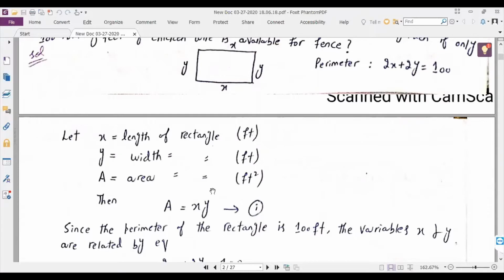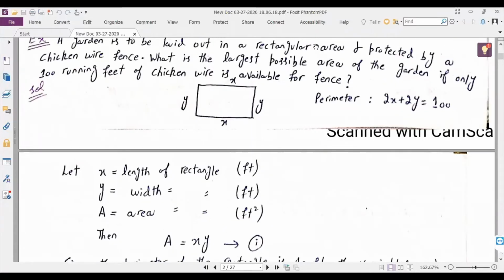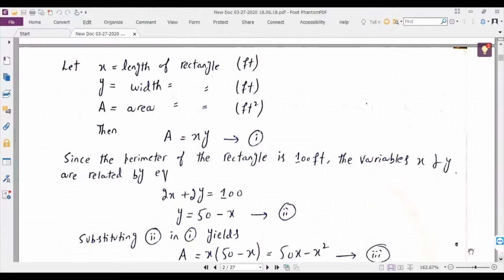Now the second step is to find a formula for the quantity to be maximized or minimized. What you have to do is find the largest possible area. So the area of a rectangle is length times width.